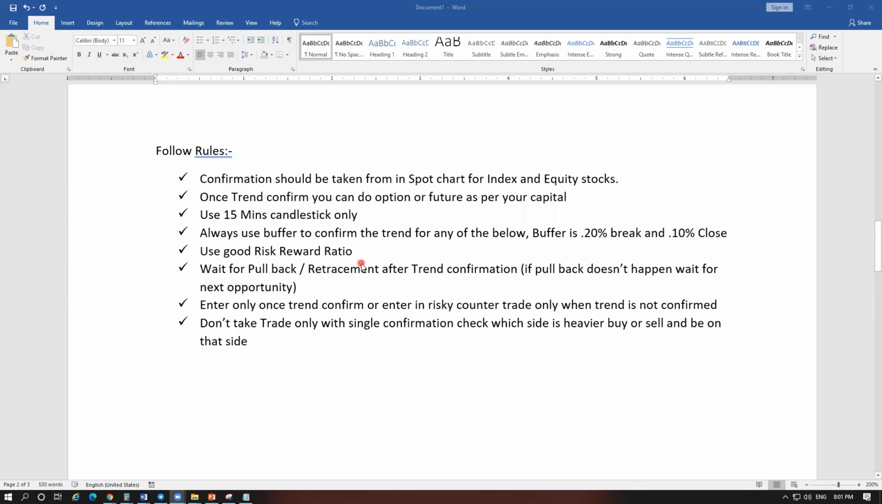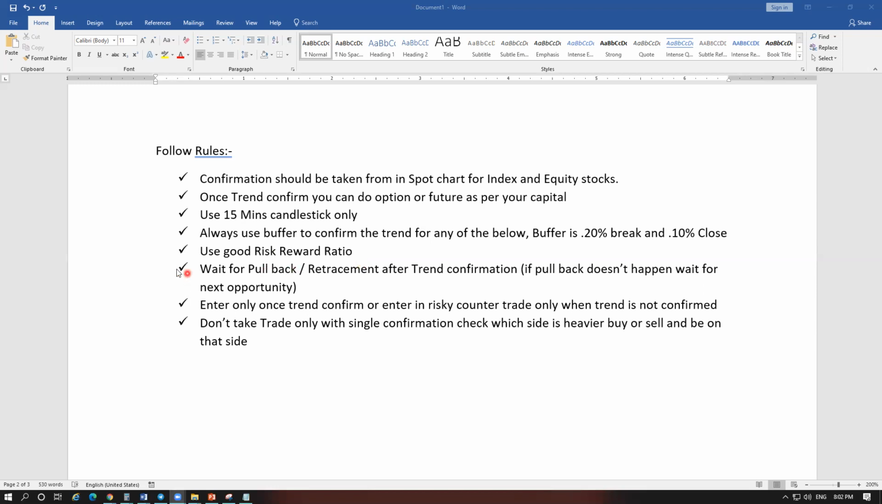Secondly, use a good risk reward ratio. What is risk reward ratio? Everyone knows that. Suppose you are taking risk of 10 points and expecting a 10 points gain, then the risk reward will be 1:1. If you are taking a risk of 10 points and expecting 20 points in an intraday, then the risk reward is 1:2. Like that, you have to follow a good risk reward ratio.